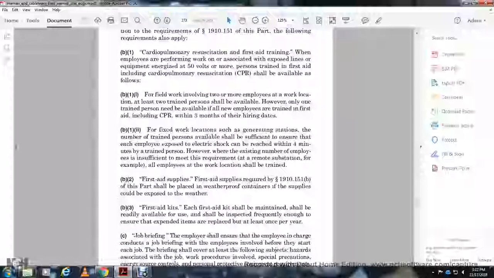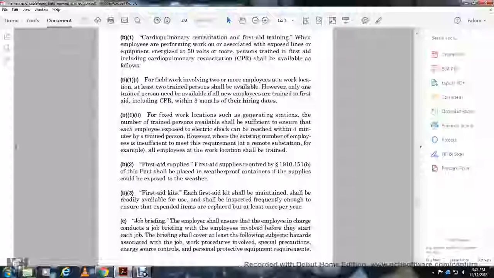First aid supplies required by 1910.151(b) shall be placed in weatherproof containers if the supplies could be expected to be exposed to weather. First aid kit: each first aid kit shall be maintained, shall be readily available for use, and shall be inspected frequently enough to ensure that expended items are replaced, but at least once per year.